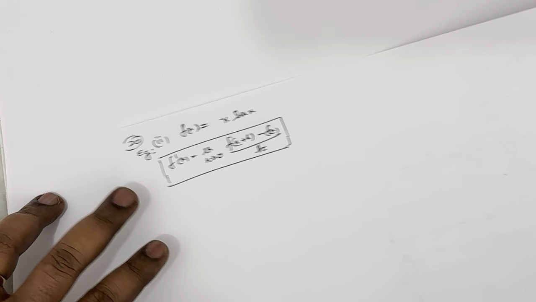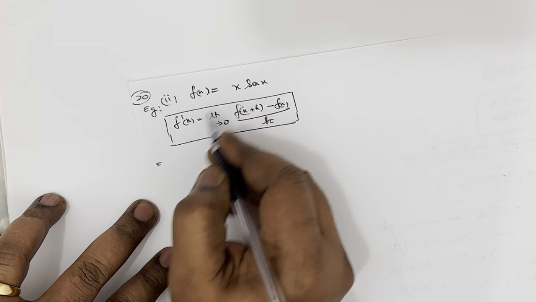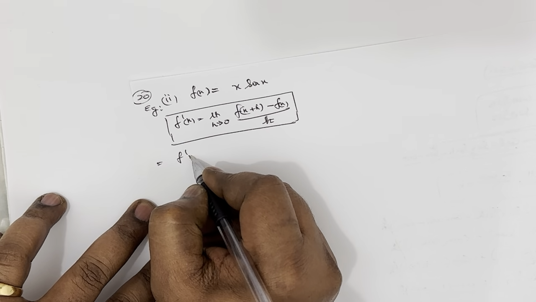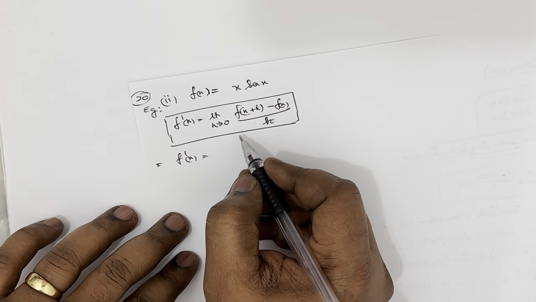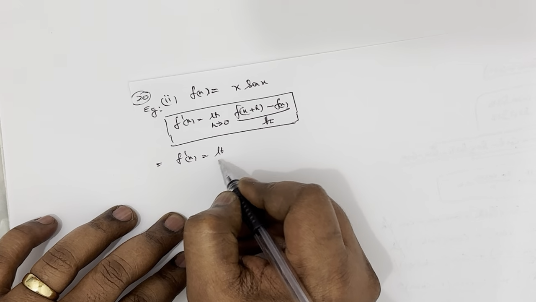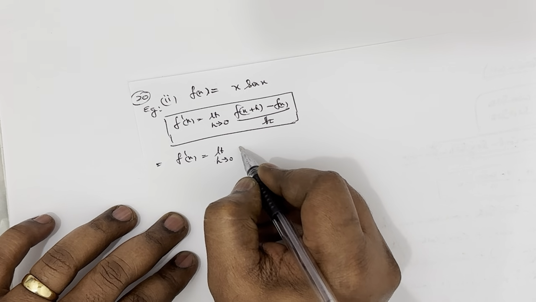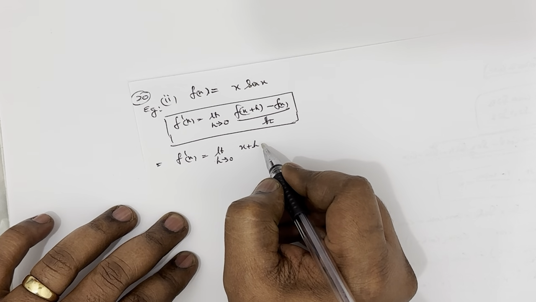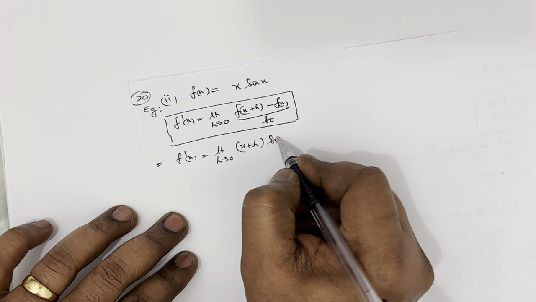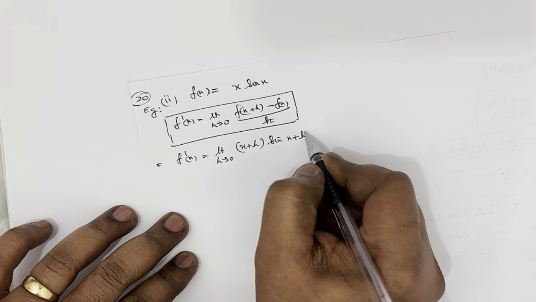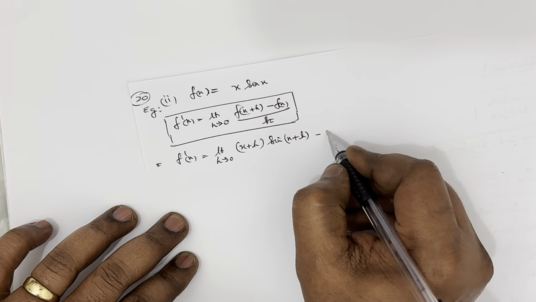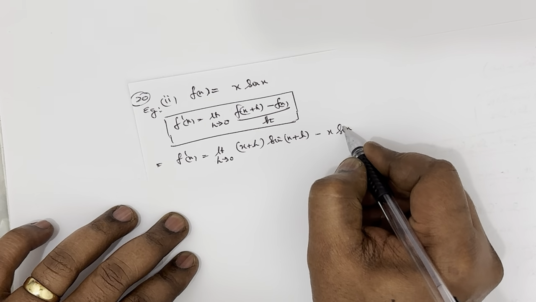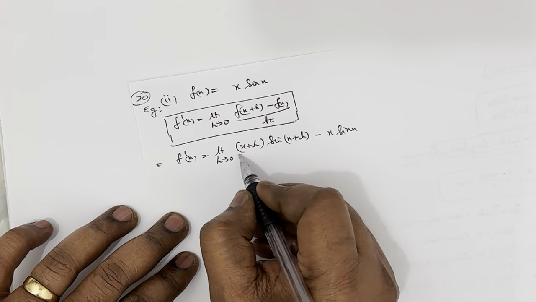So let's do it. So f of x is this, so f dash of x will be, replacing x with x plus h, limit h tends to 0 x plus h sine x plus h. Okay, this part is over, so minus f of x, x sine x, upon h.